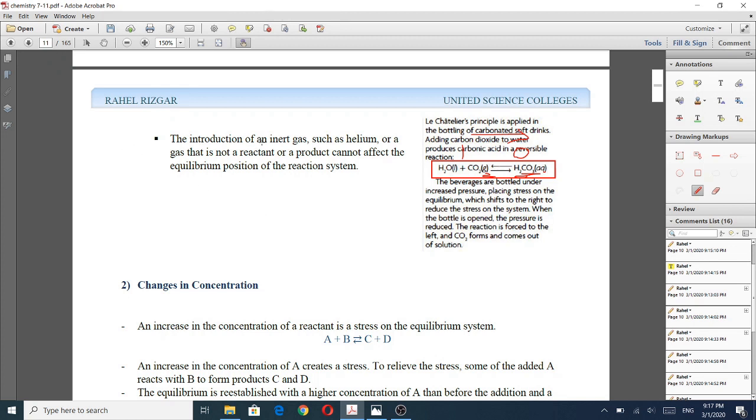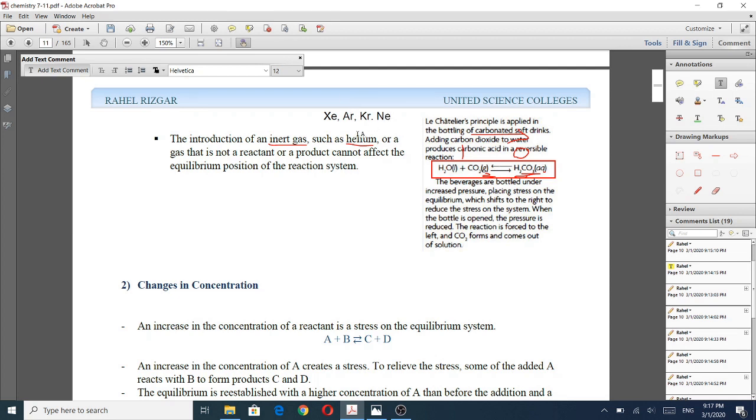The introduction of an inert gas. What do you mean by inert gas? A gas that is not present inside that reaction. A gas that is not a reactant nor a product, such as helium or any other type of gas, for example, let's say xenon or argon or krypton or neon.